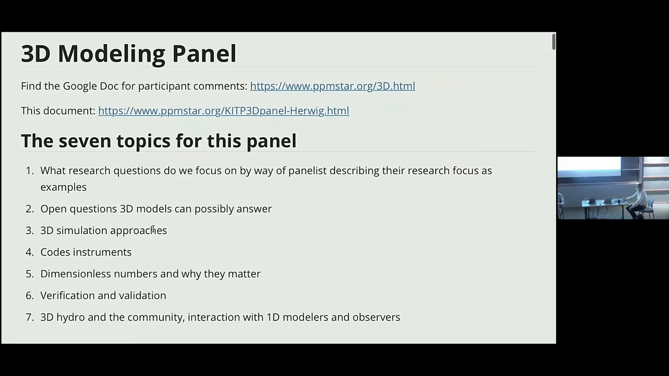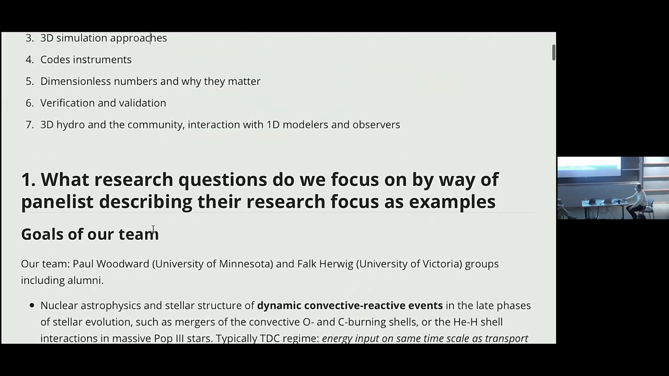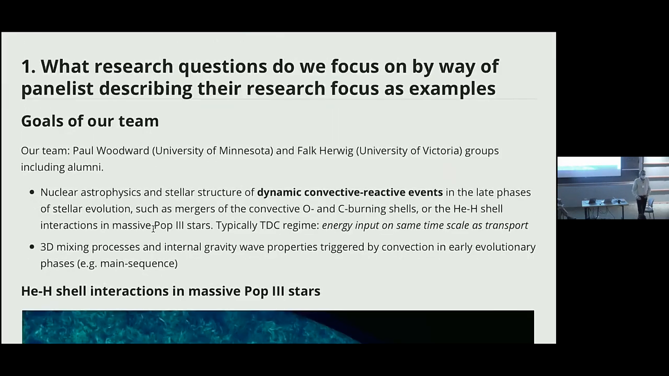We thought that each of us starts with a brief introduction of what research questions we are interested in, each in our own way, so that you get an idea of the different types of questions that we are all addressing with 3D hydro. For our team, which is Paul Woodward's group, who's sitting right over there, and my own group at the University of Victoria, we're interested in nuclear astrophysics, stellar structure, and dynamic, convective, reactive events in the late phases of stellar evolution. Examples are convective shell mergers.